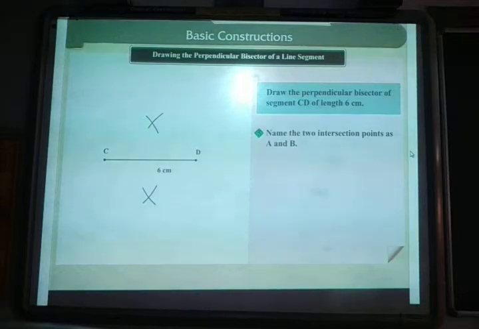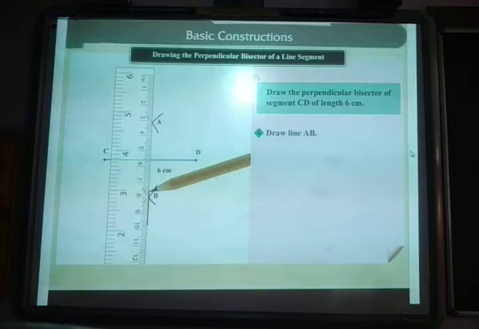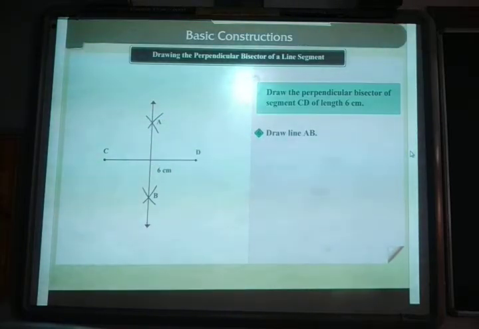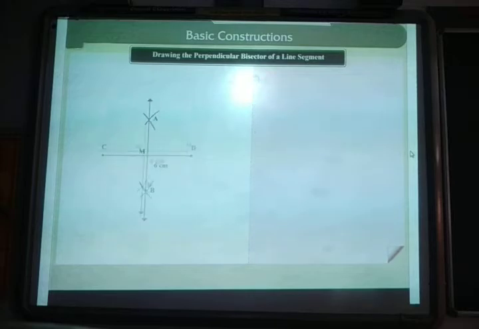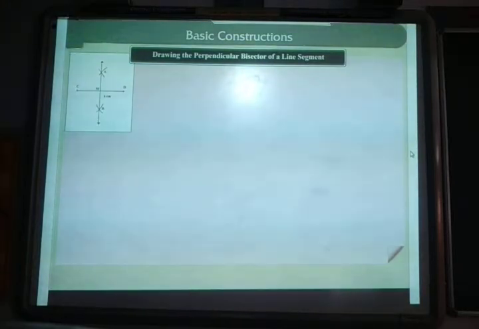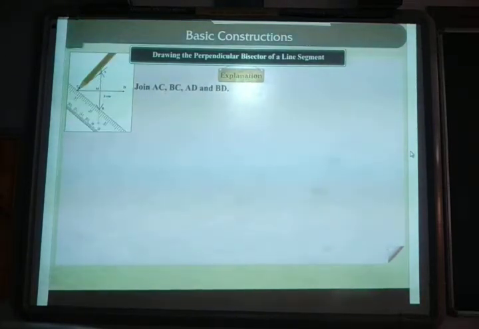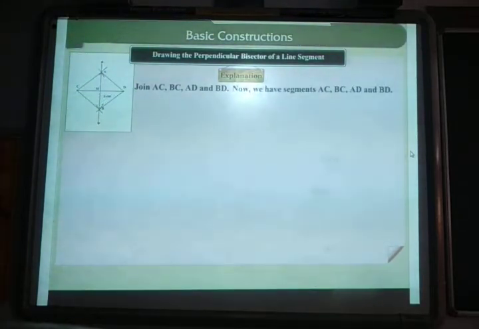Name the two intersection points as A and B. Draw line AB. Thus, we have line AB, which is the perpendicular bisector of segment CD. Let us now see how this method gives us the perpendicular bisector of segment CD. Join AC, BC, AD and BD. Now, we have segments AC, BC, AD and BD.